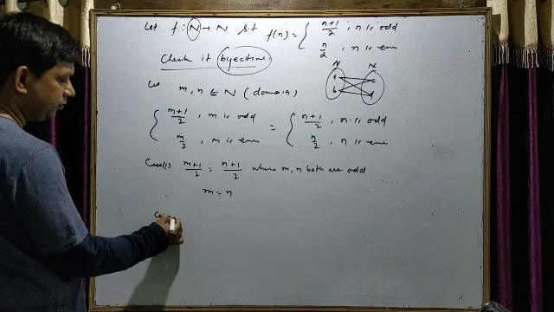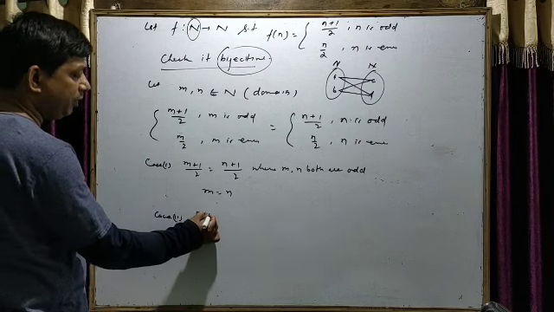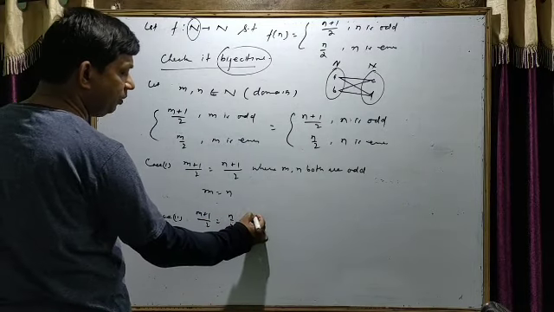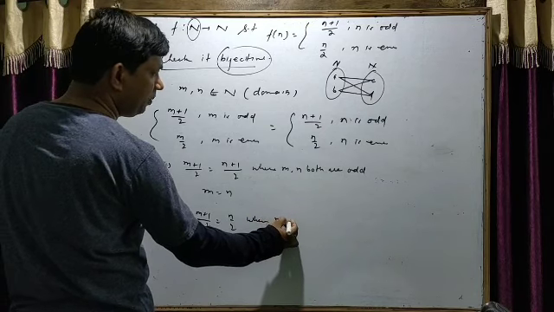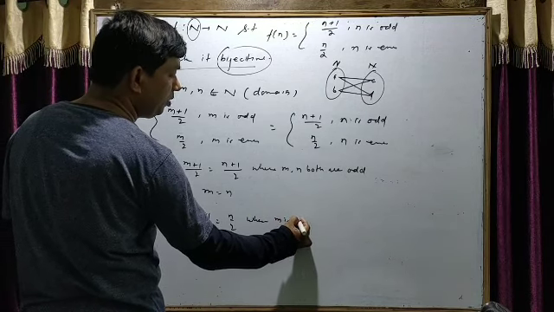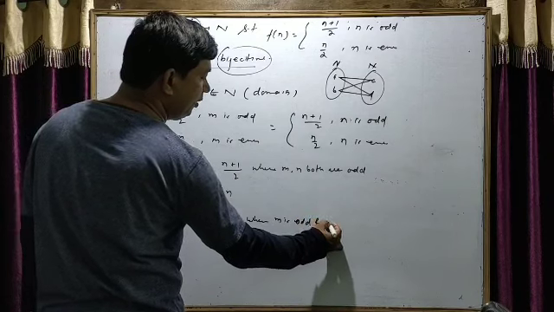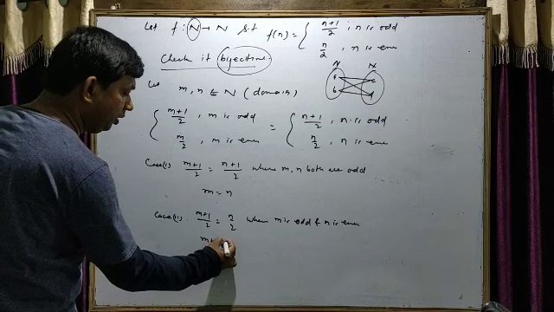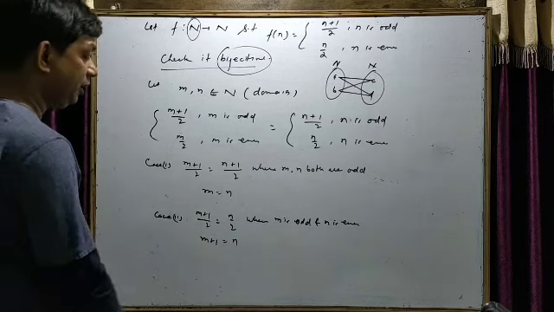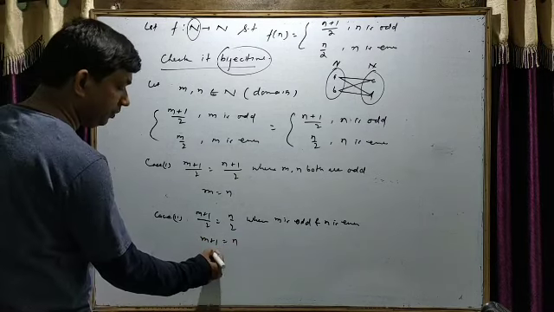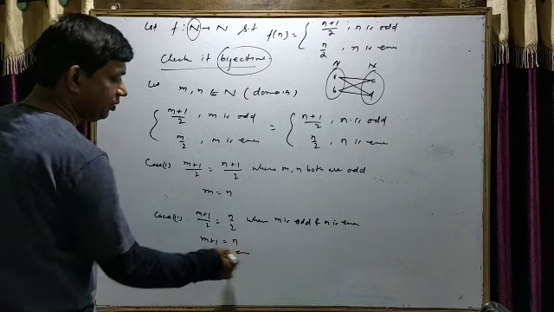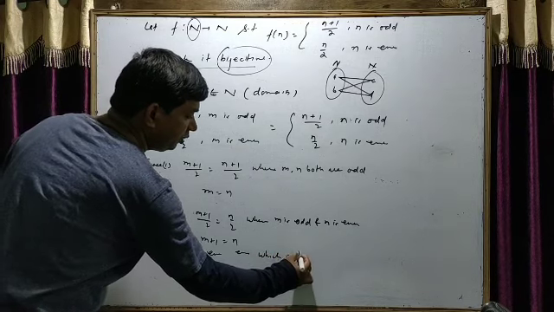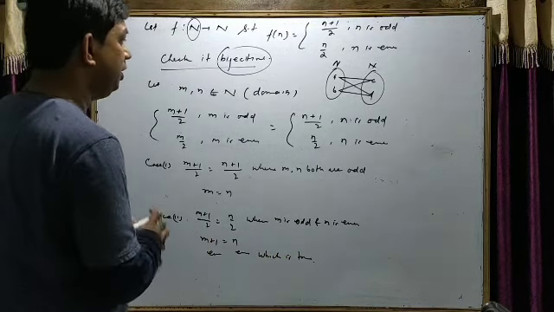Case 2: (m+1)/2 equals n/2, where m is odd and n is even. So m+1 equals n, which is correct. Why? Odd plus 1 is even, and this side is even. So this is also correct, which is true.